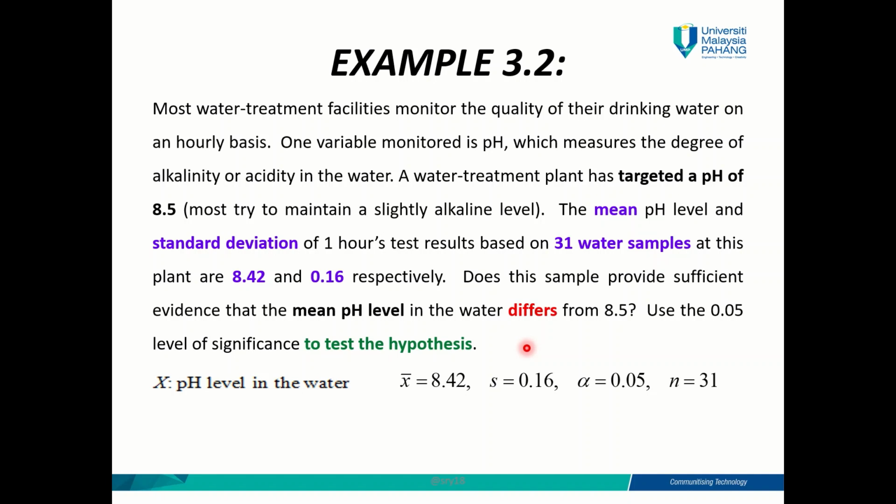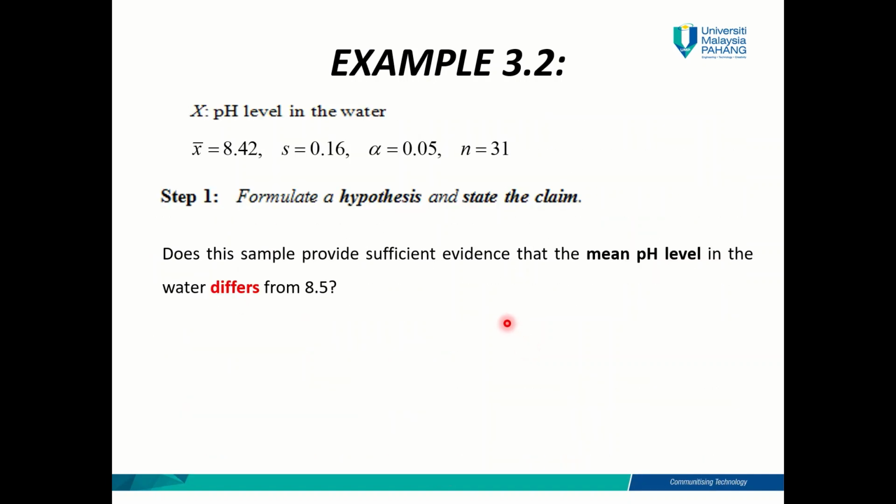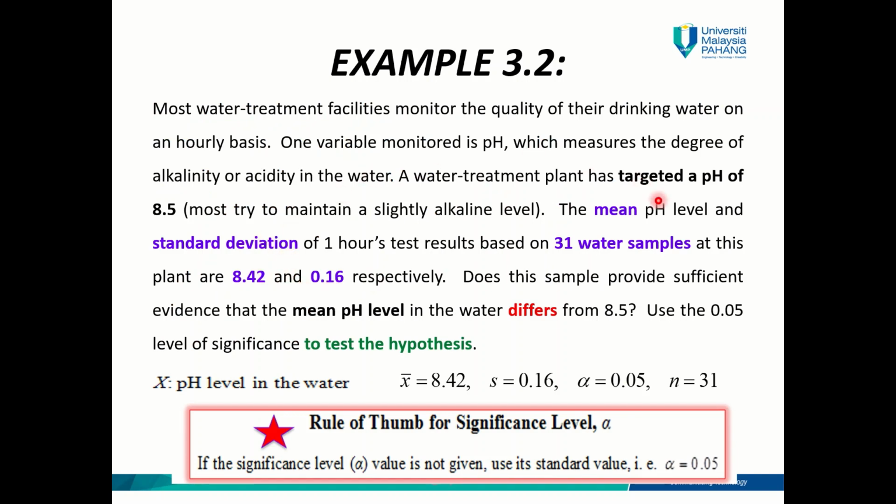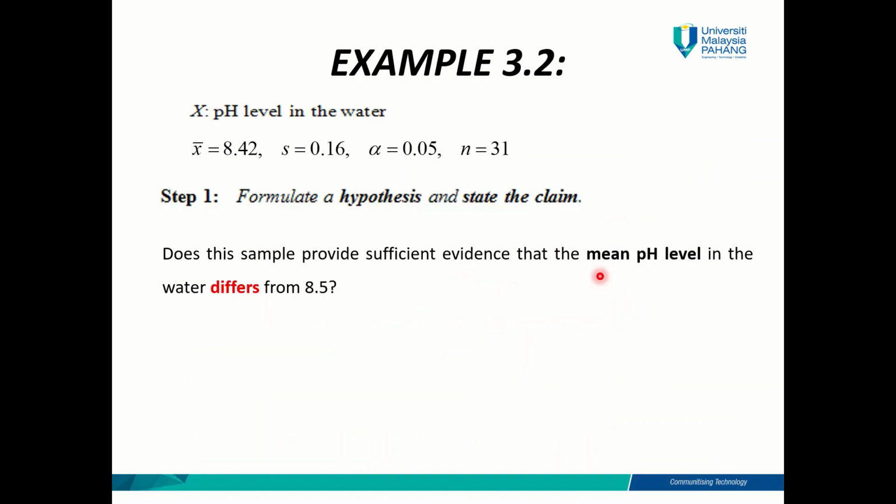Now, what is the first step, class, to conduct hypothesis testing? The first step is to formulate a hypothesis and state the claim. So the first step here is we need to write our H null and H1. But before you can do that, you need to identify what is the claim from the question. Which sentence is the claim that needs to be tested? Which sentence gives you the idea of what needs to be tested? Obviously here, it is whether or not the mean pH level in the water differs from 8.5. So this is the one. This is what we need to test. Is it true that the mean pH level in the water differs from 8.5?